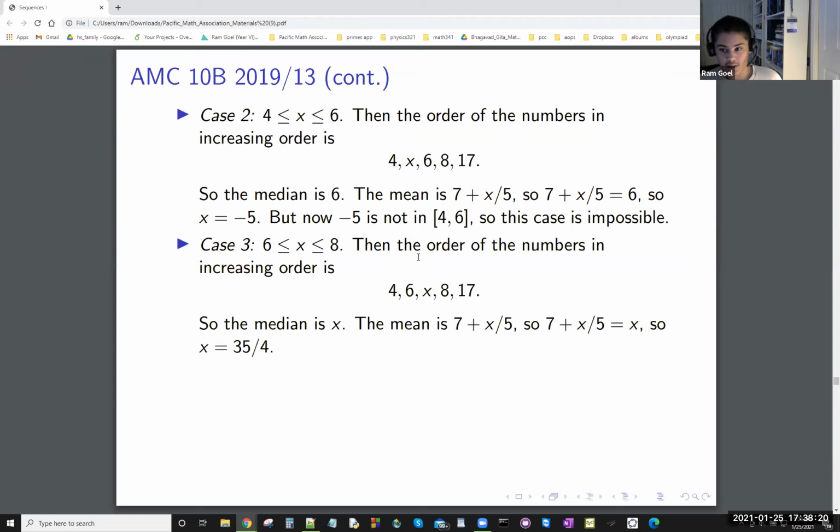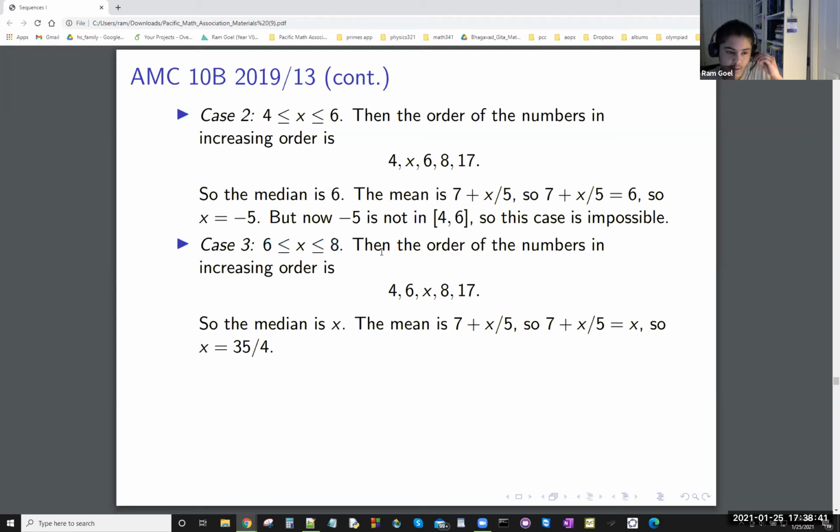(7 + x)/5 equals x. Then we can solve this equation. 7 equals 4/5 of x. So x equals 35 divided by 4. But there's an issue here. 35 over 4 is 8.75, which is bigger than 8. And as you can see here, we had the restriction that x is between 6 and 8.